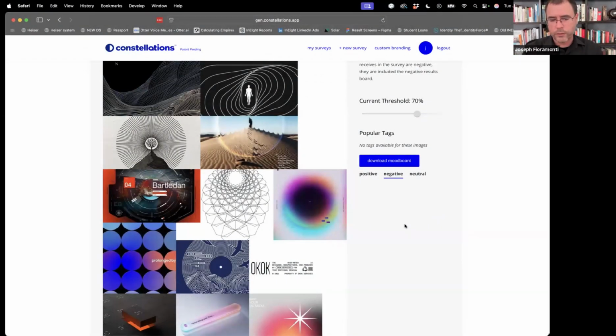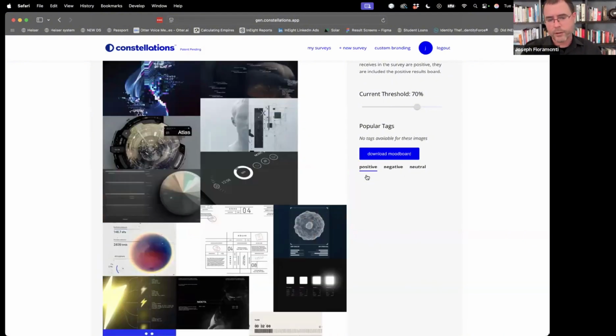No single swatch tells you very much, but when you see a collection of positive and a collection of negative side by side, you really see what patterns people want to see for this concept, for this brand, for this idea, and what they don't.